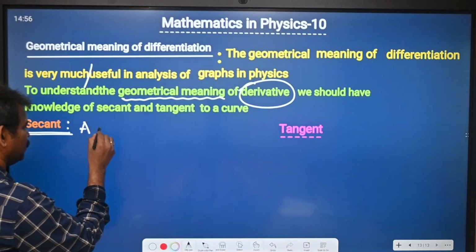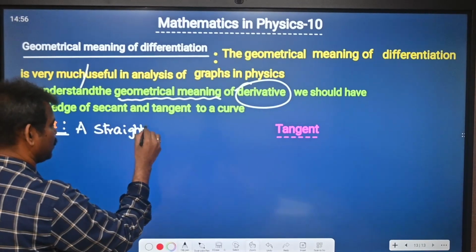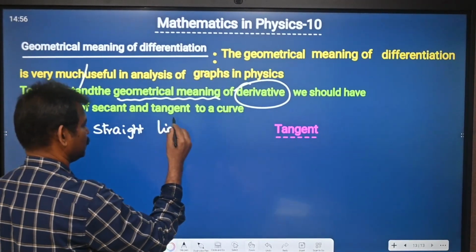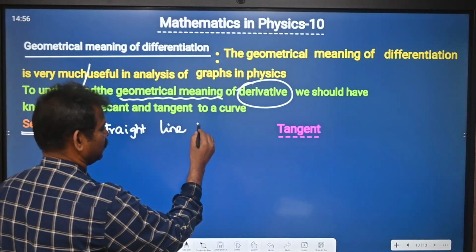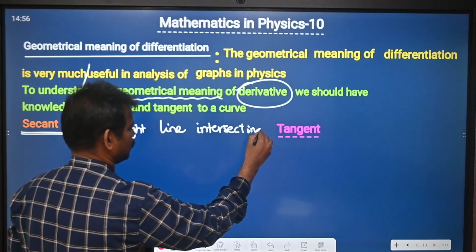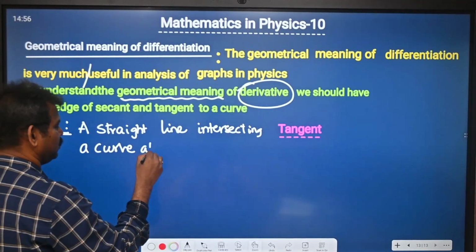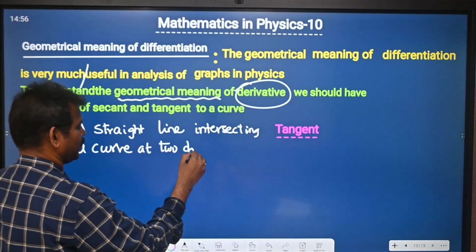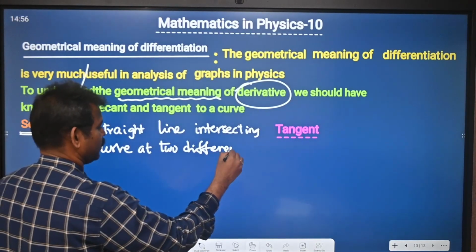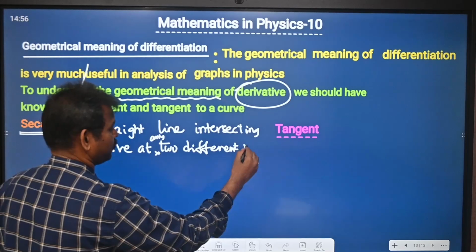Secant is a straight line intersecting a curve at two different points, at any two different points.